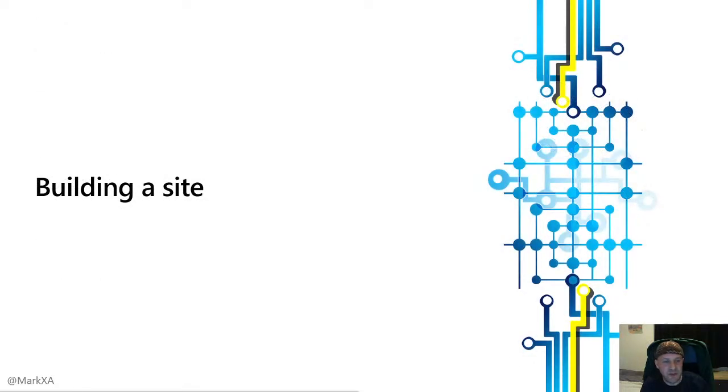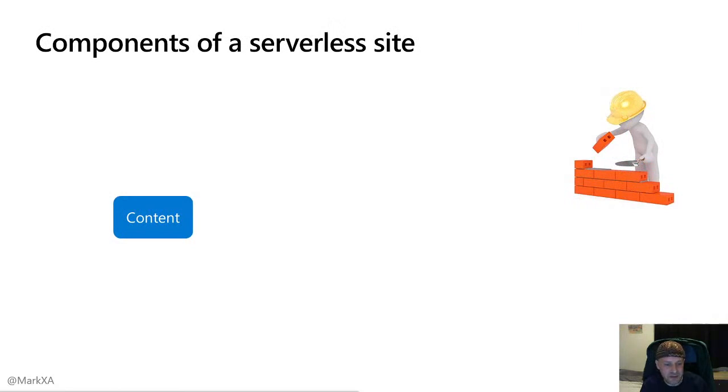So the next question is, okay, you're getting all these advantages, but how do you actually put it together? The first thing you're going to need is some content. I'm not talking about necessarily your HTML content here or your CSS content. I'm talking about the content that makes up your site. So if it's a blog site, that will be your blog posts and your comments and maybe your pages. But essentially the things that make up your site.